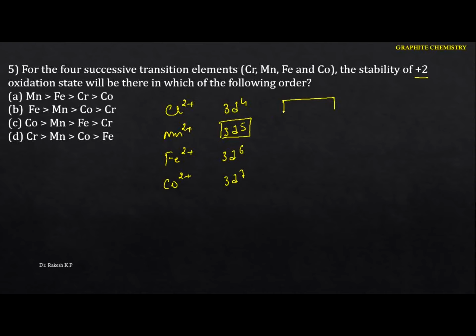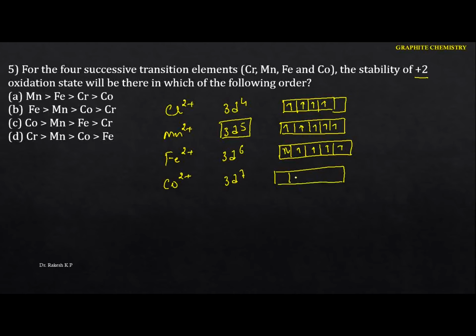Suppose I indicate it in this form here. How many electrons do we have? This is 4 electrons, so we can identify 4 unpaired electrons. And here it is completely half-filled, the d orbital. Here we have 6 electrons, and on the last one we have 7 electrons. So now we can easily say that the half-filled d orbital gets the stability. So we come to know that this is manganese, which is the most stable.